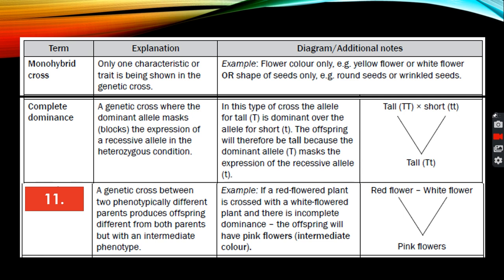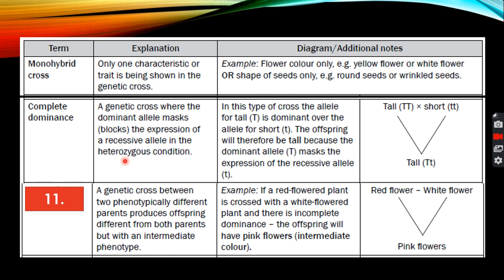There are three types of dominance. Let me just get my pointer here so that I can point at whatever I'm showing. So, complete dominance. A complete dominant is a genetic cross where the dominant allele masks, or blocks, the expression of a recessive allele in the heterozygous condition. Heterozygous because they are different things, so big T and a small t, for example. Small t is recessive. So a complete dominant blocks the expression.